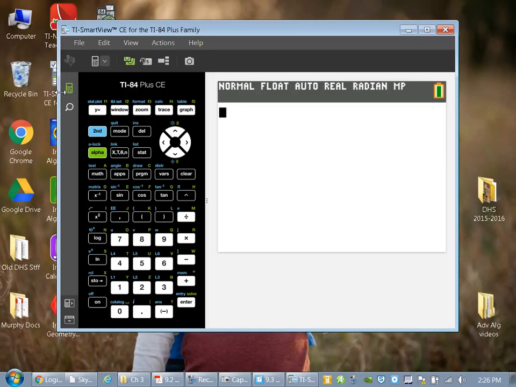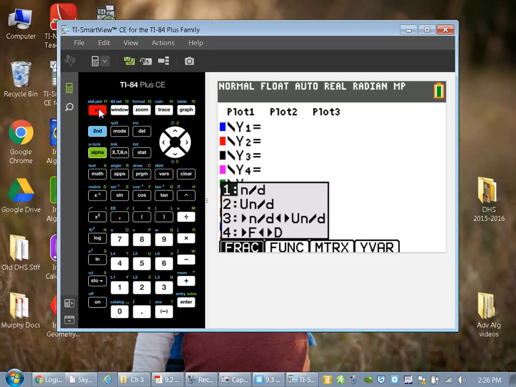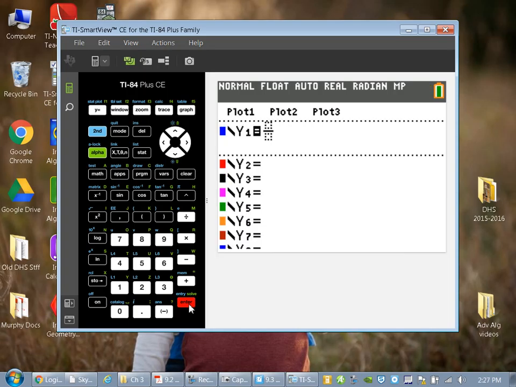On yours, it only has algebra. Oh, I still use the same thing with pre-calc. I still put the pre-calcs up in it. So if I go into here to my y equals, I can still put that in. You guys know how to put a fraction in? Yes.